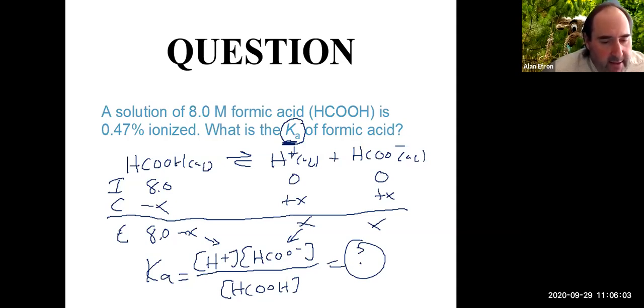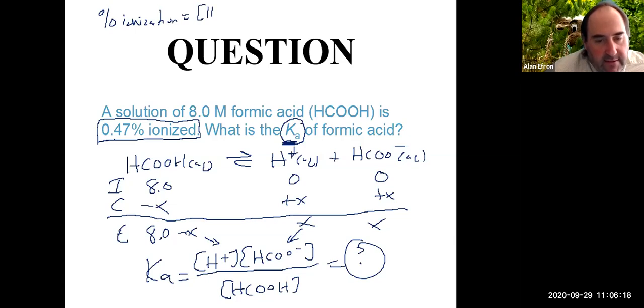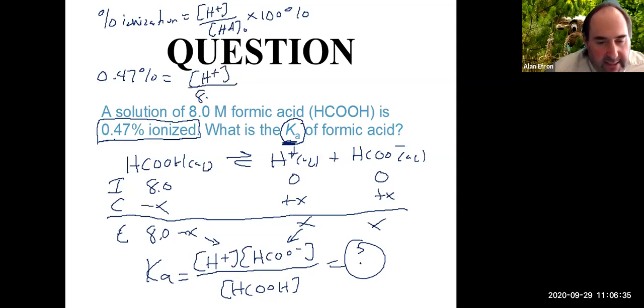So we can use the other piece of information that's given to us, and we could use the percent ionization to help us out. So as we saw earlier, the percent ionization is the concentration of H plus divided by the initial concentration of the acid, with a little 0 there, times 100%. So they told us that it is 0.47% ionized. H plus we don't know, but we do know that the initial concentration was 8 molar, times 100%.